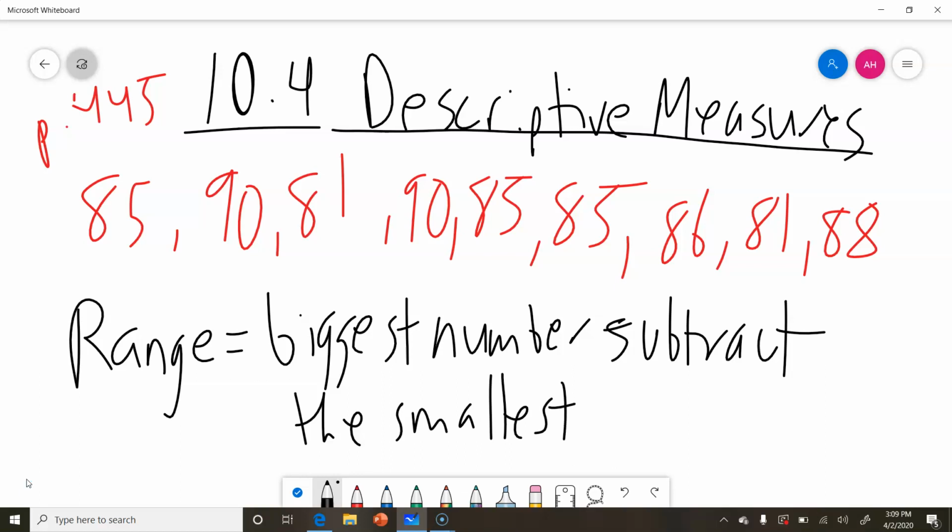The biggest number in this set of numbers, if you can count and see which one is the biggest, would be 90. This 90 right here is the biggest. Which one is the smallest? Well, that would be the 81. So the 90 here is the biggest number, and 81 is the smallest.